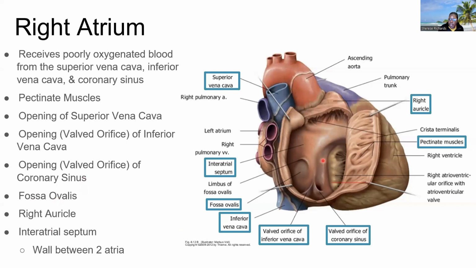Then there's the interatrial septum. The wall in which we have that fossa ovalis is dividing the left atrium from the right atrium, and that is called the interatrial septum. So those are some of the features that are exclusive to the right atrium.